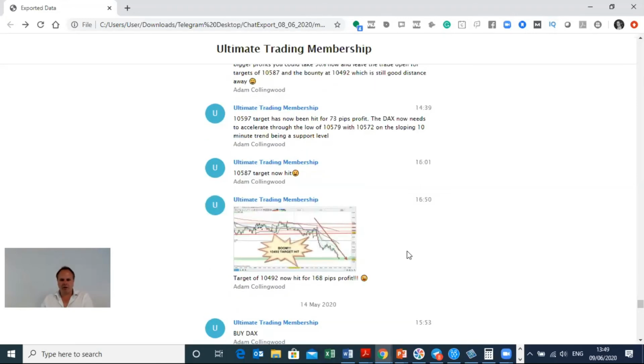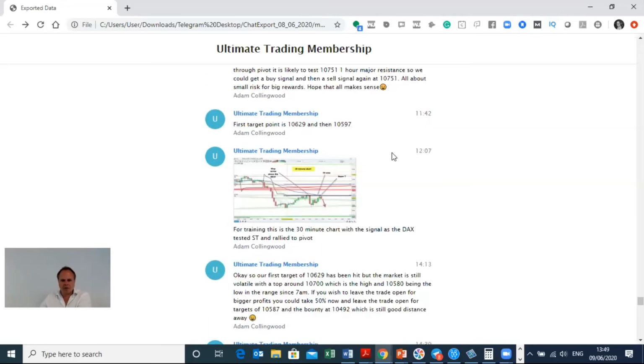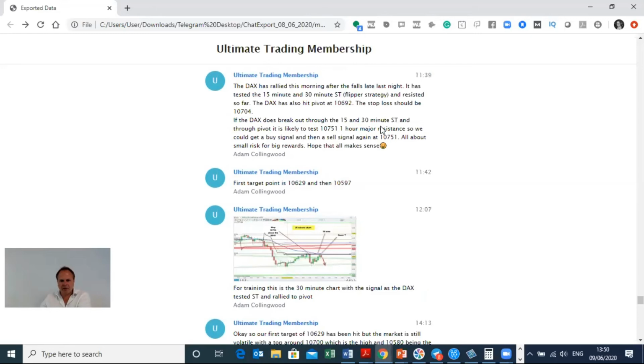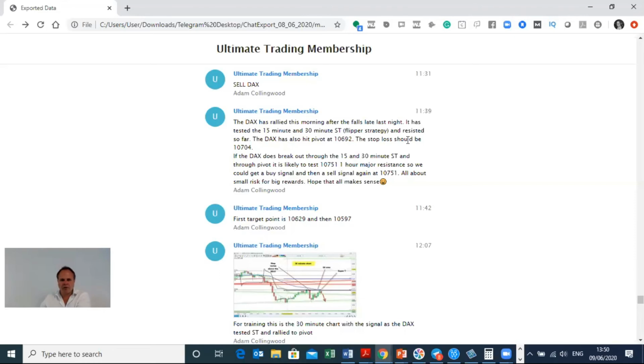I mean, here's another one that I sent out. So let's have a look here. Sell DAX 10,631. So DAX has rallied this morning after the falls late last night. It's tested the 15-minute and 30-minute super trend flipper strategy and resisted so far. So that's the flipper strategy I was using. The DAX hit pivot at 10,692. Stop loss should be 10,704.